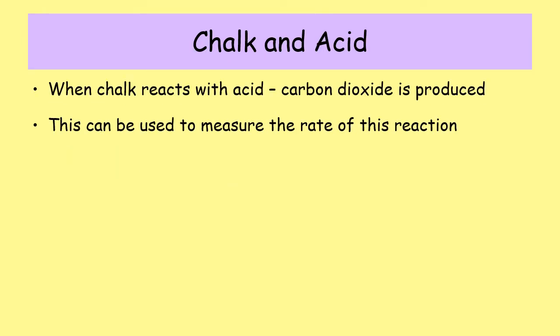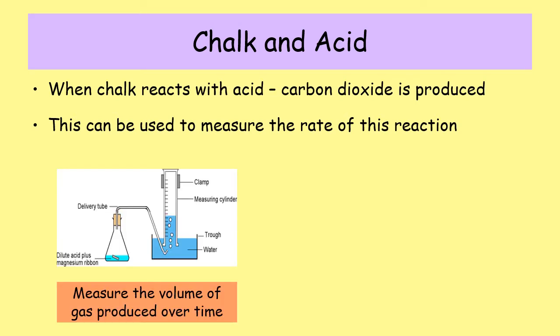The most common experiment that we use in class to measure rates of reactions is reacting chalk and acid. The sign of this chemical reaction happening is producing bubbles of a gas, and that gas is carbon dioxide. The fact that carbon dioxide is produced in the reaction can be used to measure the rate of reaction. We can measure the volume of this carbon dioxide gas produced over time, and this is one of two possible ways of measuring.